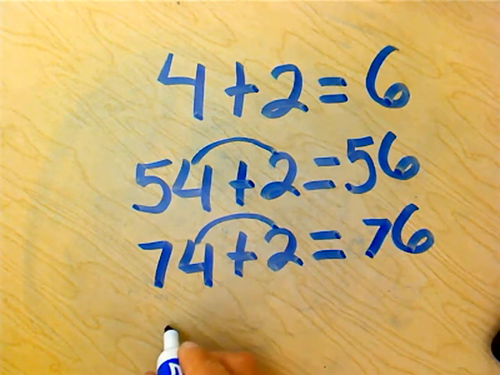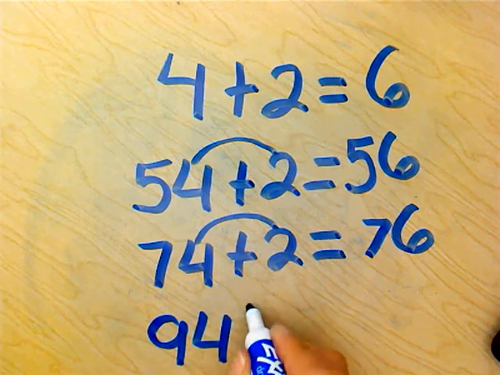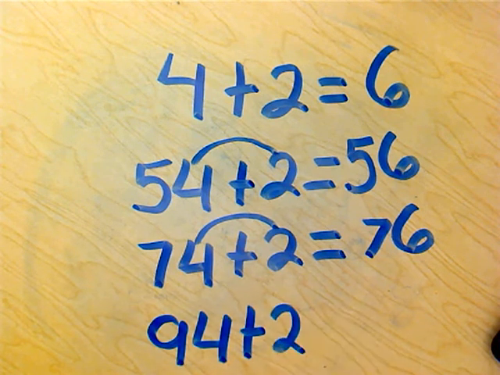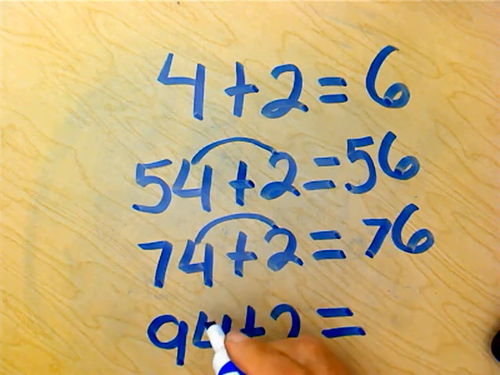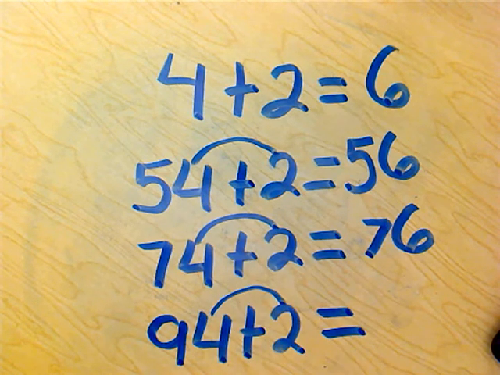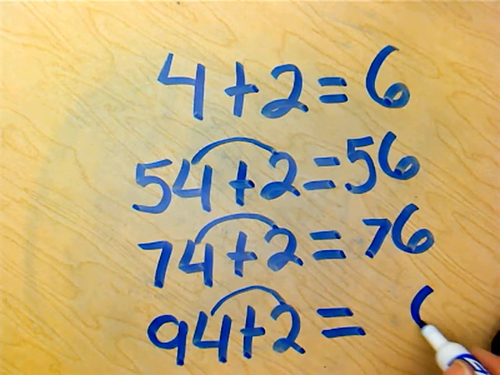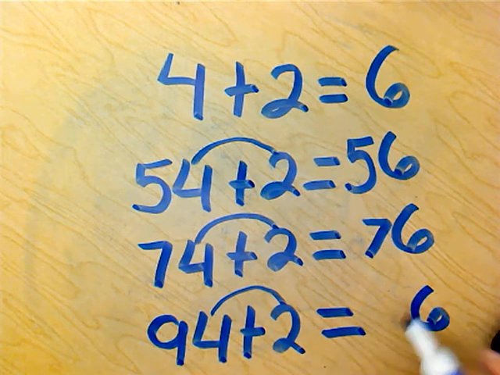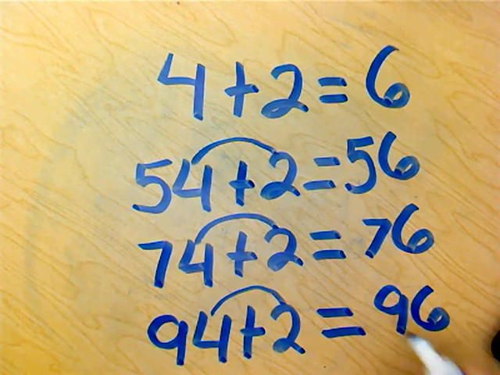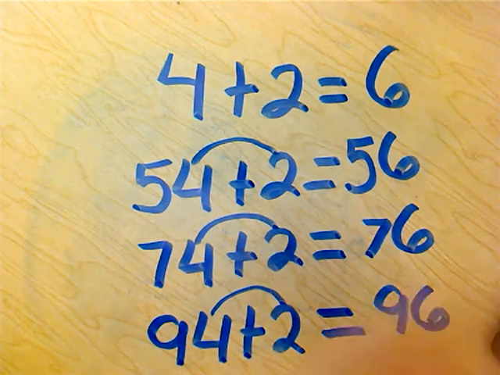Try it, my friends, with 94. You're going to do this one without me. 94 plus 2. What would that look like? How could I use these two numbers to help me? If you need to, you can pause the video while you work that out. Did you think it through? 4 plus 2 is 6, and I have 9 10s. Did you end up with 96? If you did, congratulations. You did a great job.